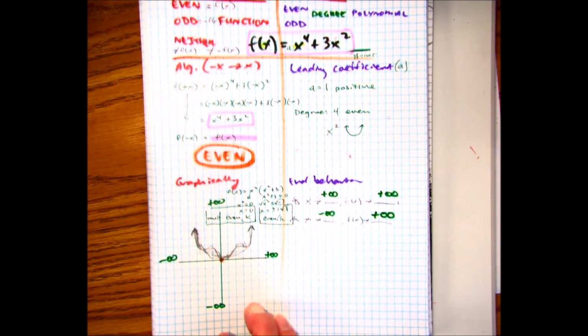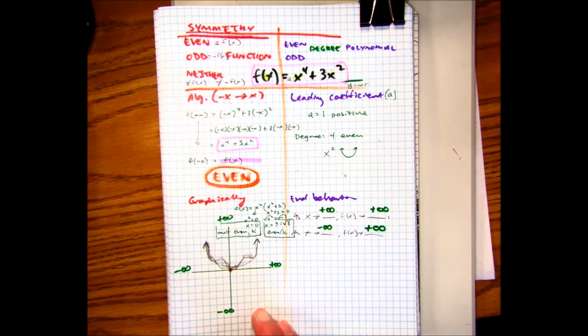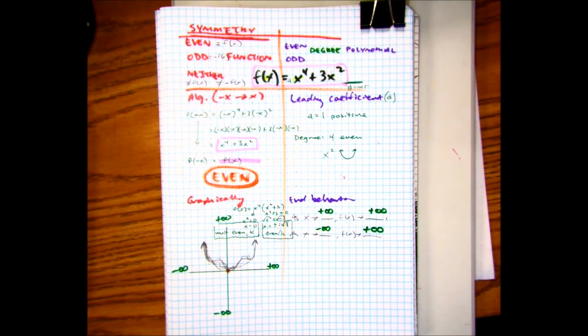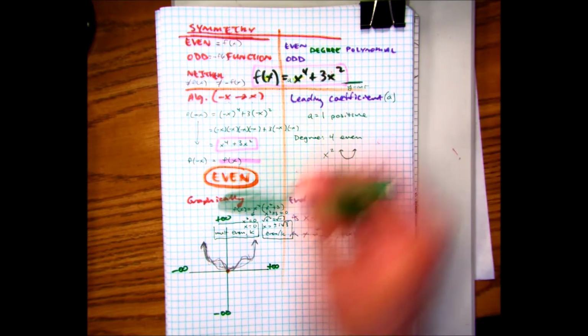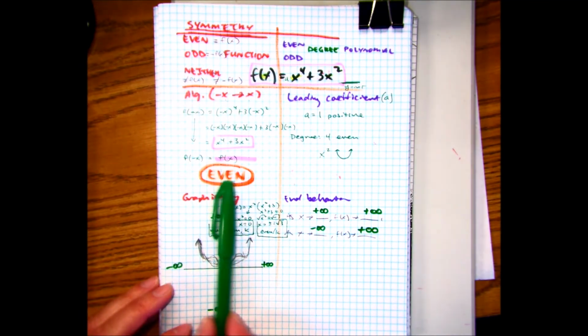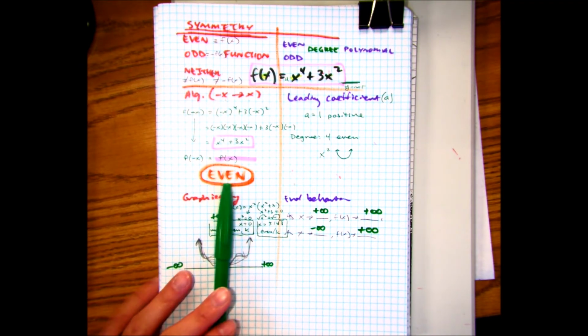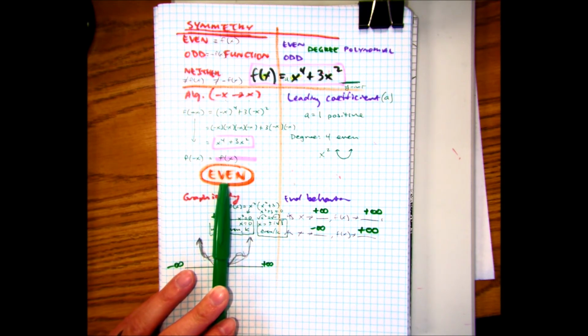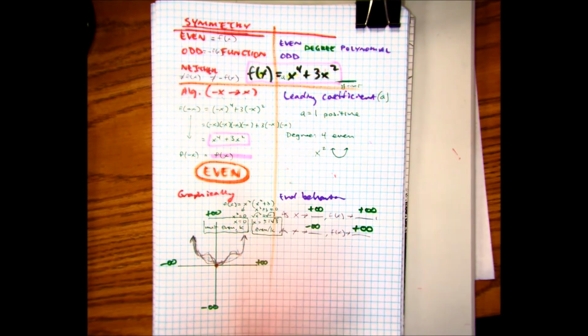And now you can see how all of those come together for us to be able to talk about f of x equals x to the 4th plus 3x squared. One thing we didn't talk about is graphically. So you'll notice that I can fold my parabola on the y-axis, so that verifies graphically and algebraically.